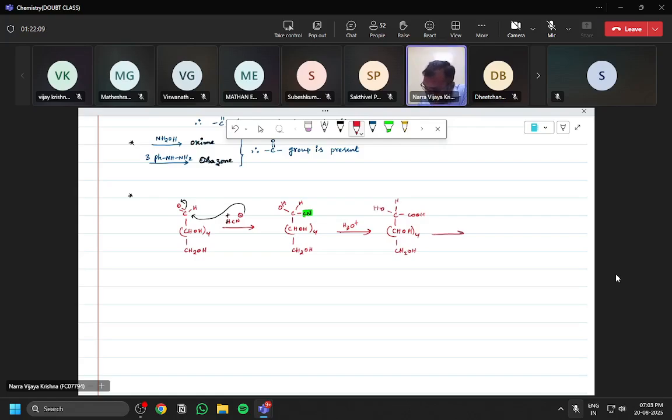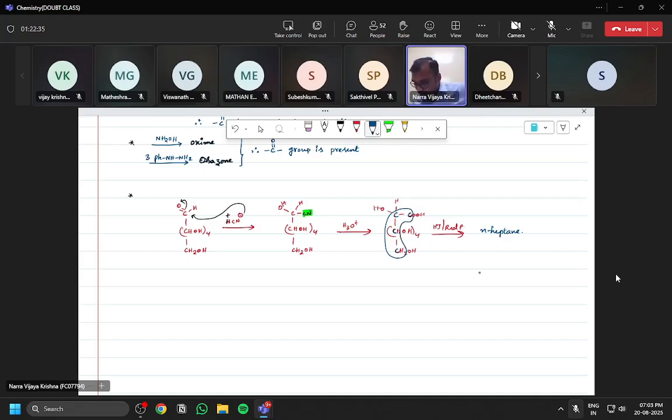Now I am allowing it to react with hydrogenated red phosphorus. What will it do? Any functional group will convert into alkane. So all this chain converts into alkane. Totally here 1 carbon, here 4 carbons, 5, 6, 7. So you will get n-heptane. If you get n-heptane, it confirms all these carbons are in a continuous chain.